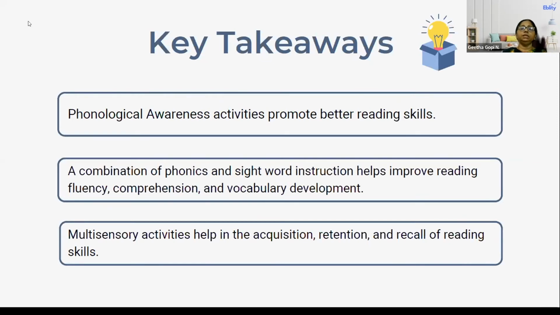Use multisensory or multi-modality activities so that it helps in better acquisition, better retention, and recall when you actually have to do instruction through reading. So multimodality definitely provides for more holistic learning, and therefore solves the acquisition, maintenance, and generalization problem that we normally see in children who have challenges. So with that, we come to an end of this workshop. We can take the question and answer session.